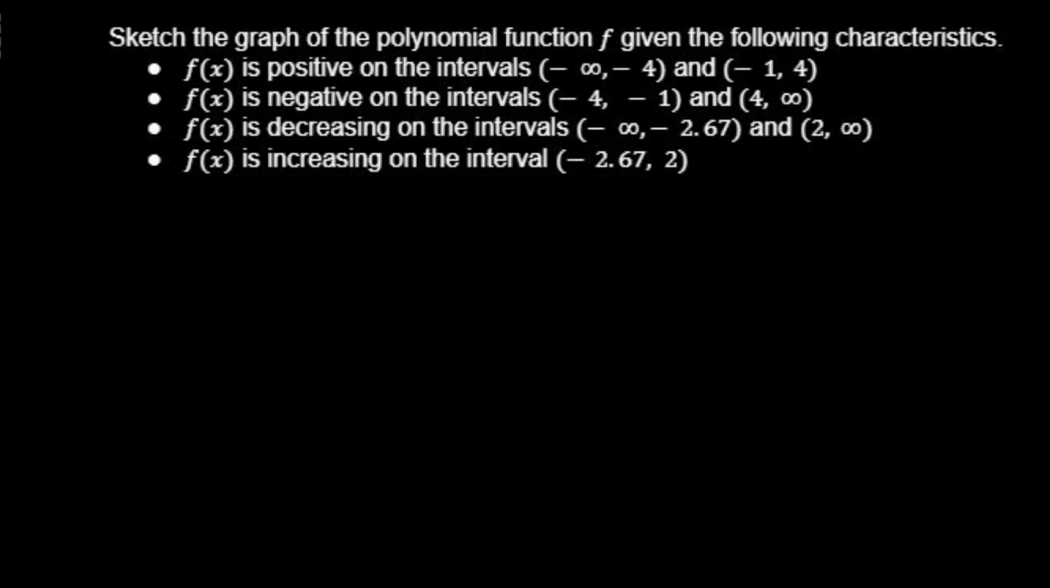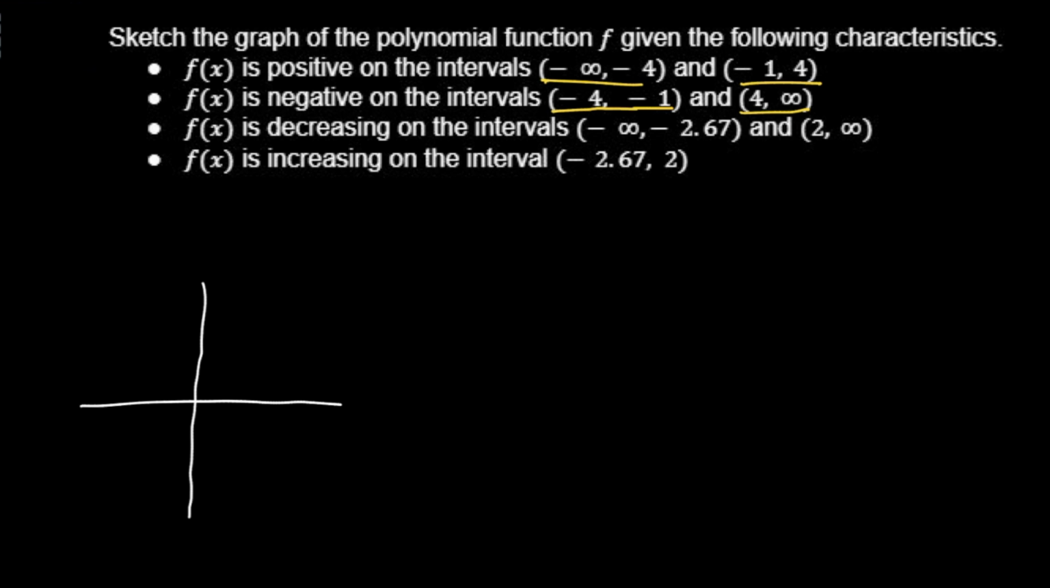Okay, so in this example, we are going to be sketching a function while knowing its characteristics. So I'm going to get myself a grid set up first before I do anything. Our first description is about positive and negative. The intervals are negative infinity to negative 4 and negative 1 to 4 for positive. And for negative, it's negative 4 to negative 1 and 4 to infinity.